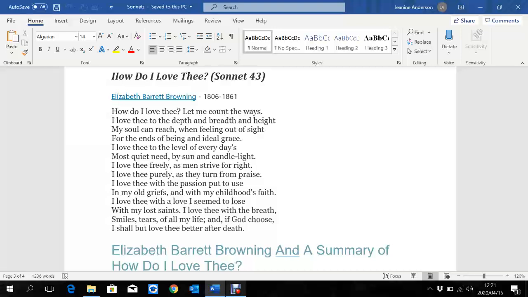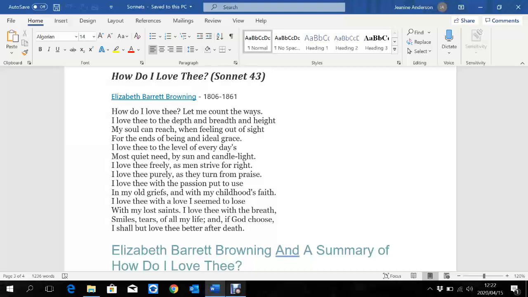"I love thee to the level of every day's most quiet need, by sun and candlelight." So she's saying that she loves him all the time. She doesn't just love him with everything that she has, but she loves him all the time.